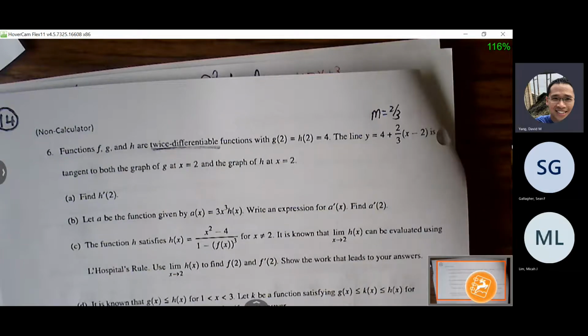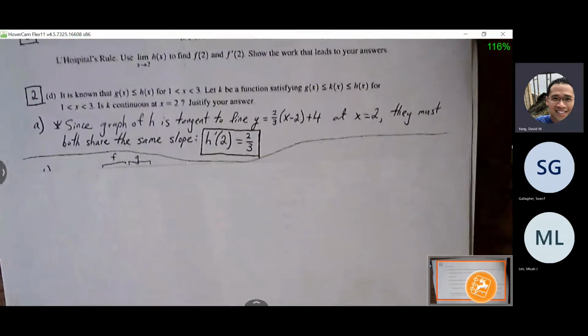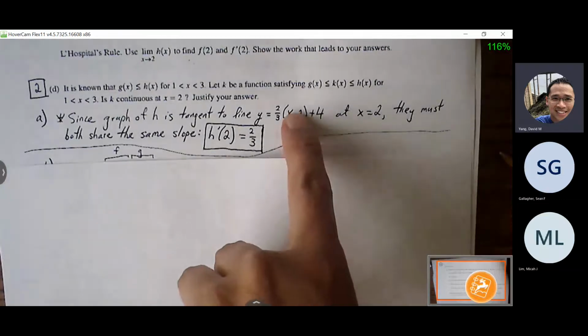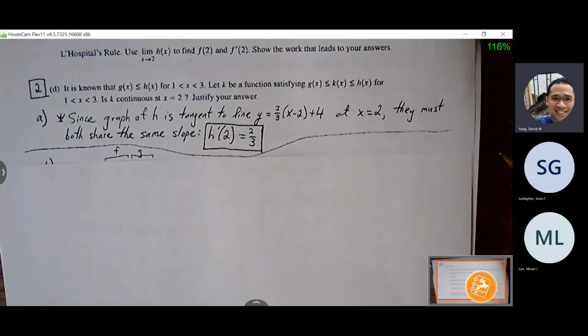So we can say this. Since the graph of h is tangent to the line y equals 2/3 times x minus 2 plus 4, and this is point slope form, slope being 2/3, they must share the same slope. h prime of 2 must also be 2/3.